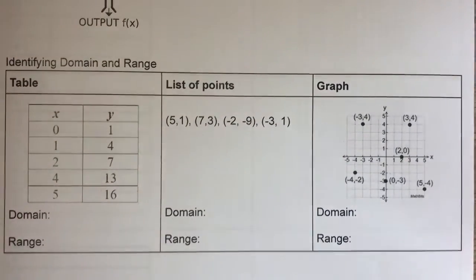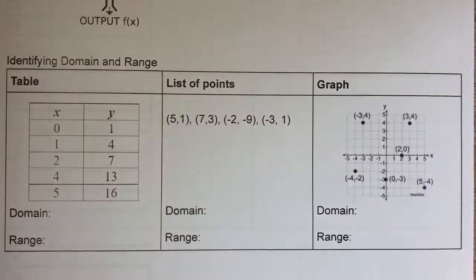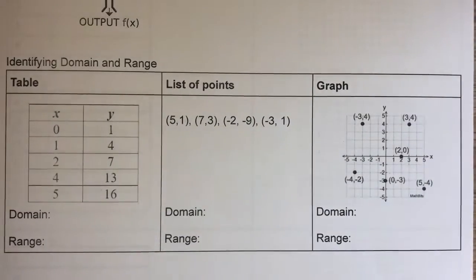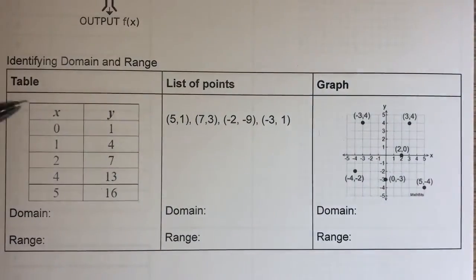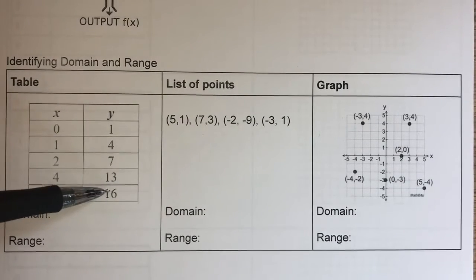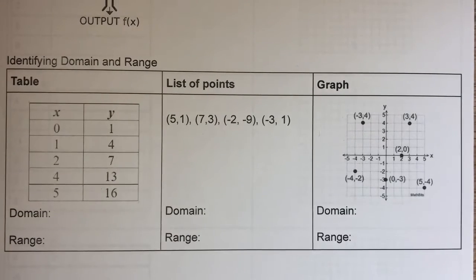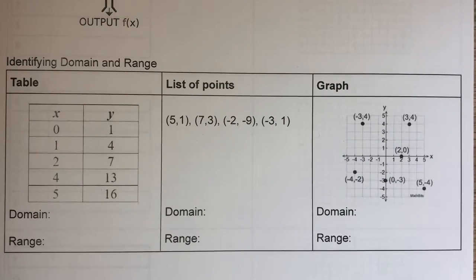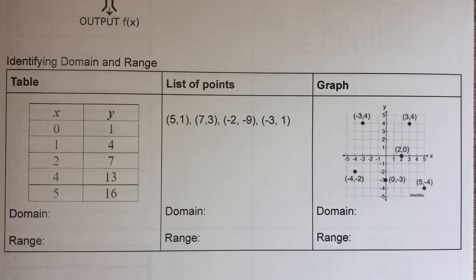First thing we're really going to get into is identifying domain and range from three different types of problems. The first one is from a table. You can see the table split up into x on the left and y on the right. For me, I think this is the easiest way to identify domain and range. Obviously not every problem will be like this, but it's pretty straightforward because the points are already organized for you.